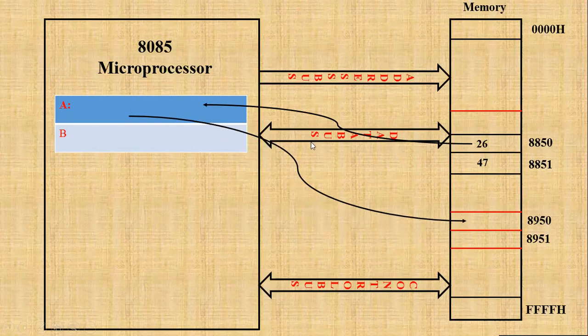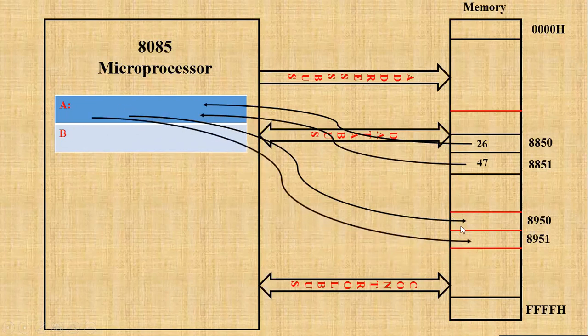If you want to transfer any data from memory to another memory, first you have to transfer data from memory to a microprocessor register and from register to memory location. Like that, transfer data from 8851 to the accumulator A register, and from accumulator to the next immediate location. I'm going to explain this particular program by using the appropriate instructions.